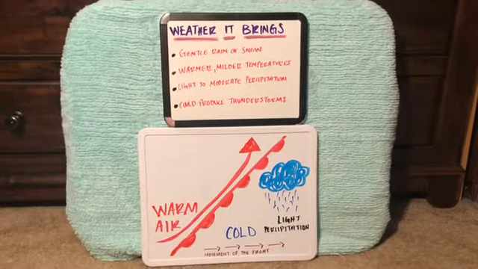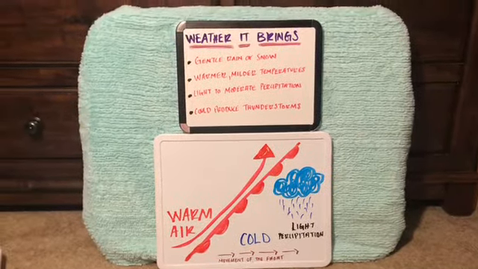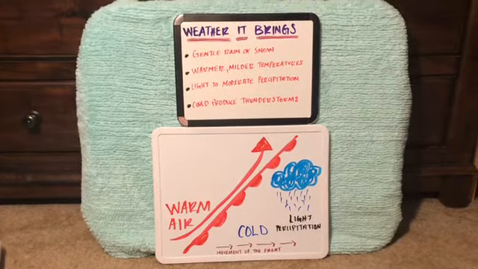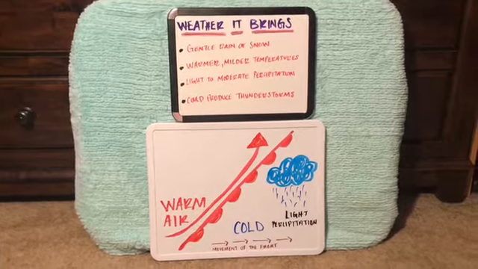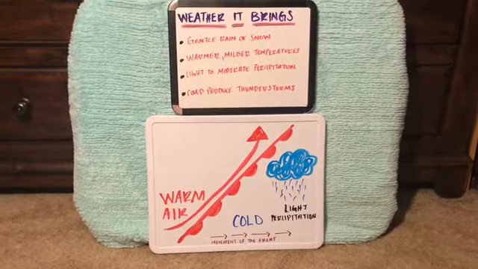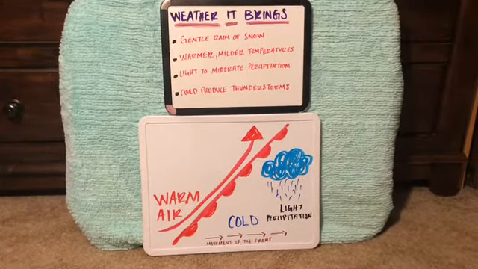Next up, we have our warm front. A warm front is when the surface position of a front moves so that warm air occupies territory formerly covered by cooler air. It can bring gentle rain or snow, warmer or milder temperatures, light to moderate precipitation, and it could produce thunderstorms.